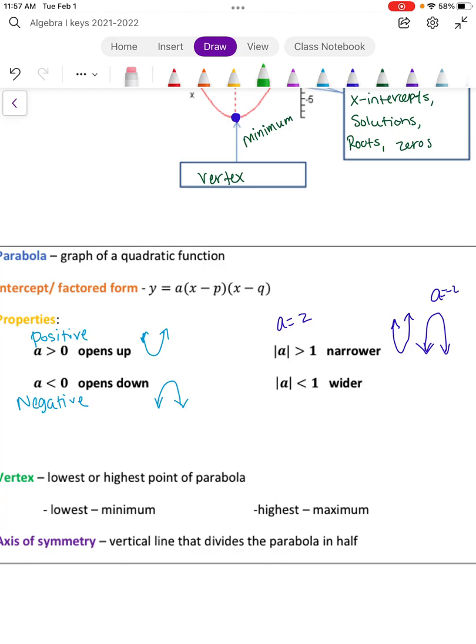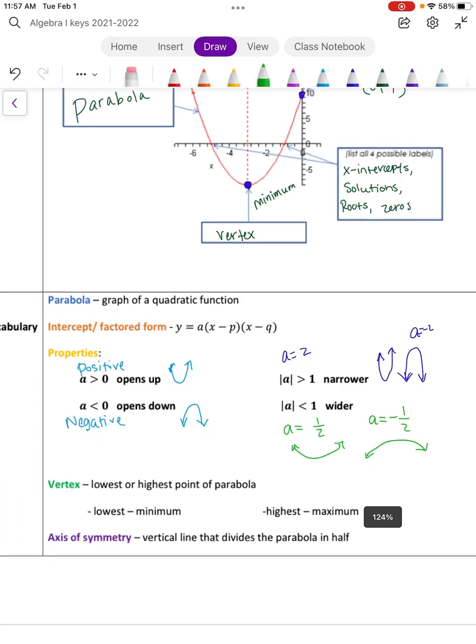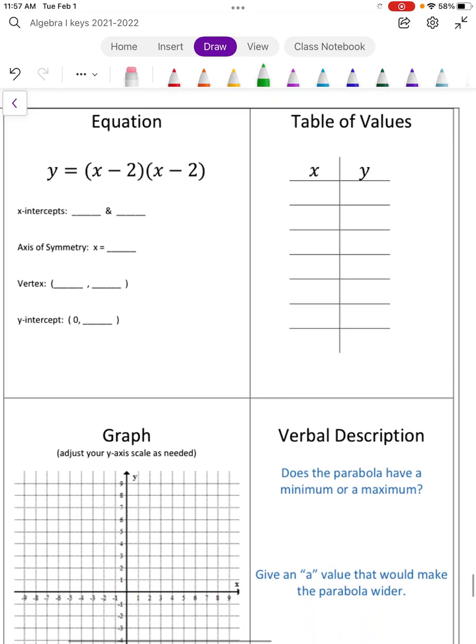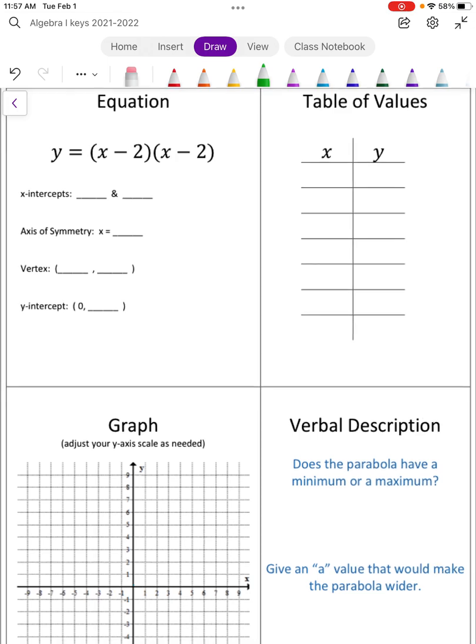So if we want an A value that makes it wider, we would pick something less than 1. So if A was a half, that would be wider. And if A was a negative half, that would actually be the same width as a half. It would just be opening the opposite direction. So now that we've reviewed a little bit, let's look at some examples. We have 2 examples we'll go through.